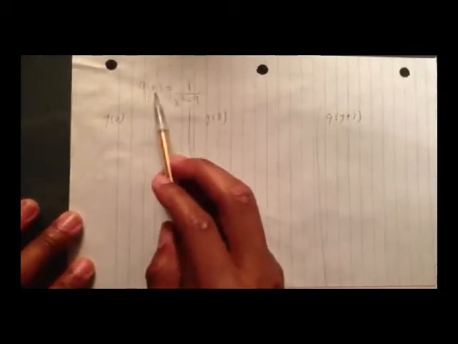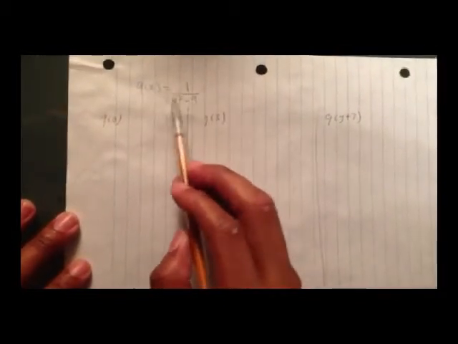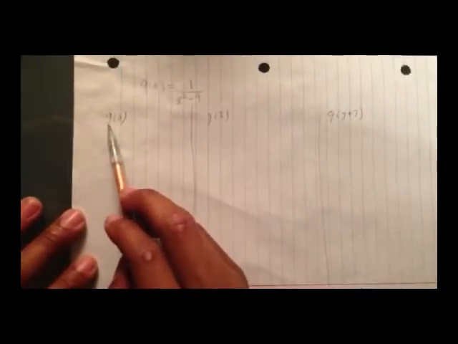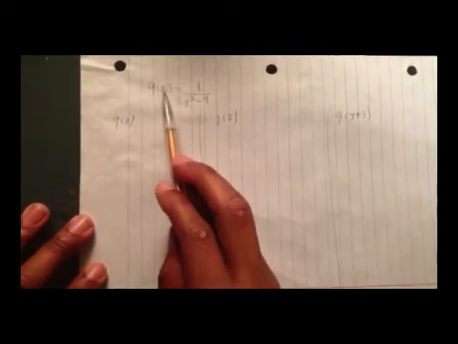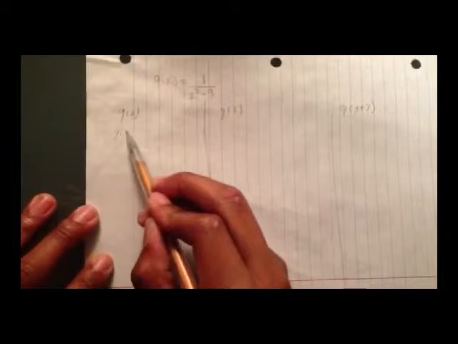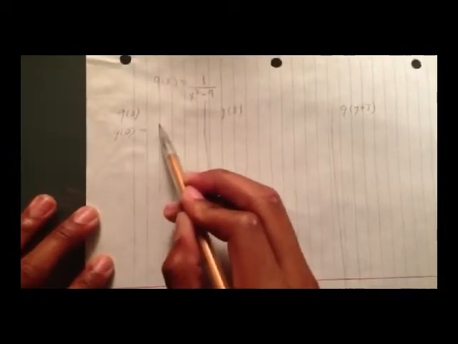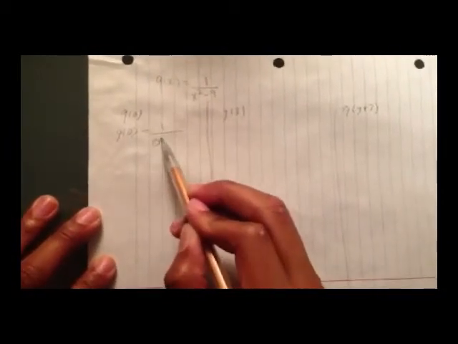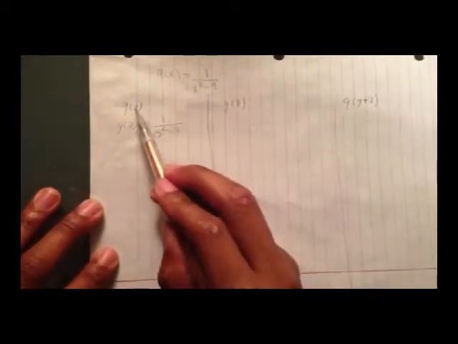So here we have q of x equals 1 over x squared minus 9, and we are going to plug in q of 0, q of 3, and q of y plus 3. Now, the q of these numbers is the same as the q of x, but we're putting in a variable for it. So we're going to do q of 0 equals 1 over 0 squared minus 9. See how I plugged in the variable for the x?